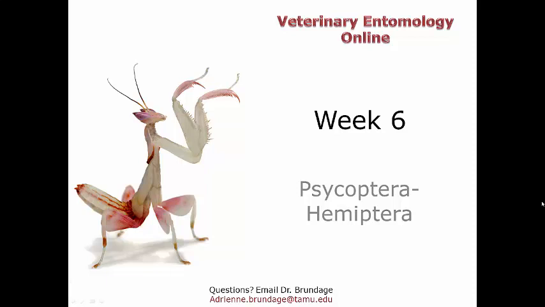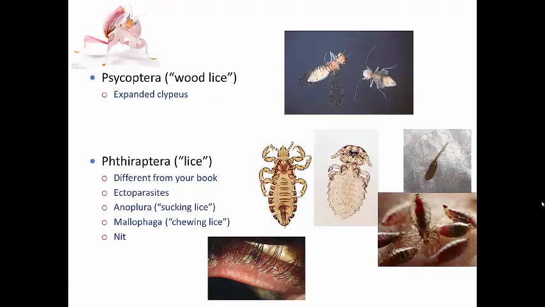Okay, now let's move on to some more interesting orders. These are the Psocoptera through the Hemipterans. So let's start with the Psocoptera. Psocoptera are the wood lice, or the bark lice, or the book lice. Psocos means rubbed or gnawed, and ptera means wings. This has to do with the way that they feed.